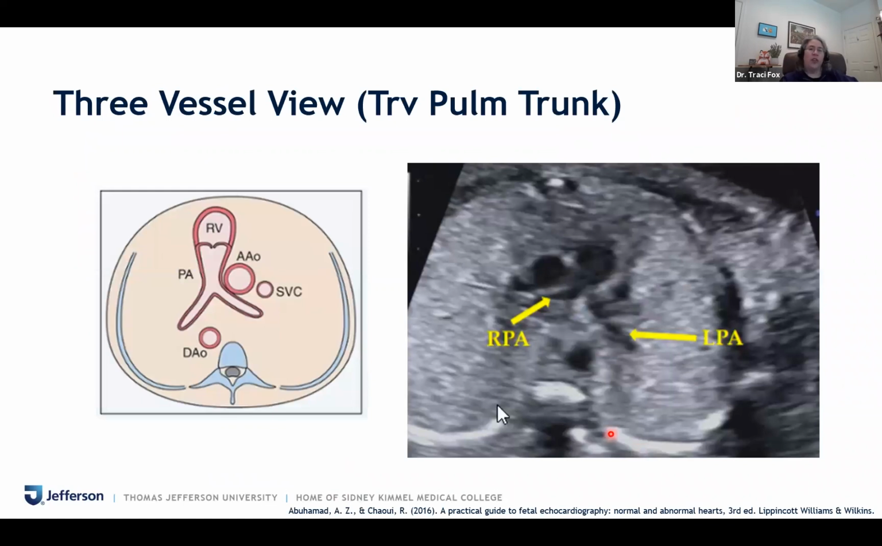The three-vessel view is a transverse view of the pulmonary trunk with the left pulmonary artery and the right pulmonary artery. Notice in the RVOT view, we do not see the left pulmonary artery. It is the three-vessel view where you'll see the pulmonary artery, left and right pulmonary artery. So here's what it looks like in the illustration. And it's called the three-vessel view because you're seeing the main pulmonary artery, aorta, and SVC all in a row. This fetus is breech, so this image is opposite.